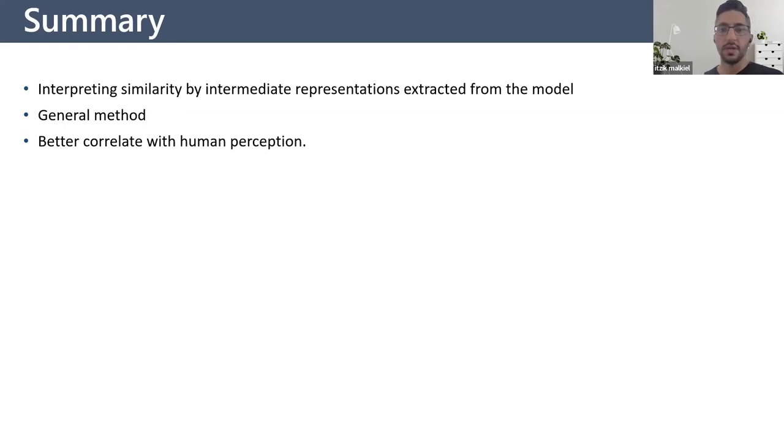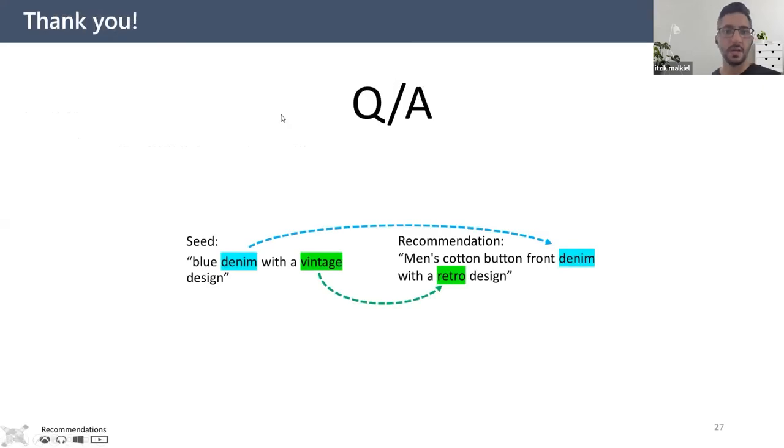Through our human evaluations, we conclude that BTI can produce explanations that better correlate with human perception. Finally, we believe that BTI can expedite the research in the domain of language models by identifying failure modes in transformer-based language models and by assessing the reliability before deployment. Thank you very much. I'll be happy to take some questions.